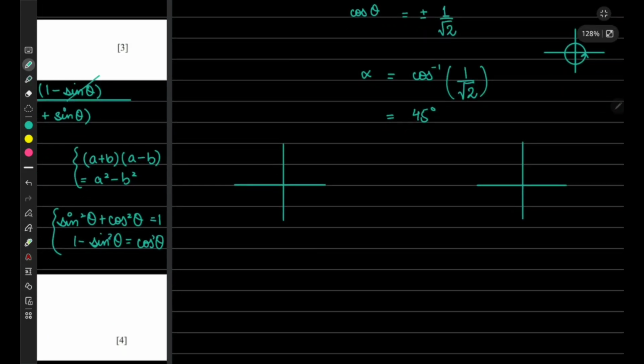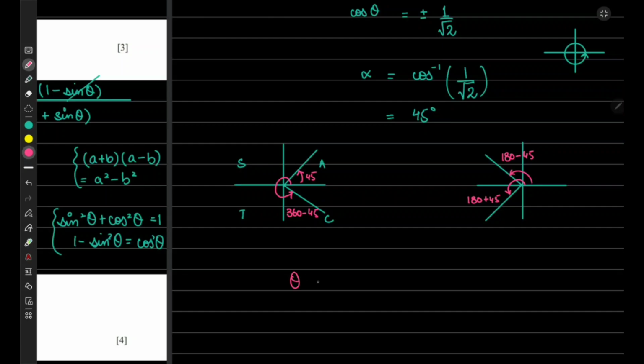So first I am taking them separately. For the positive 1 over root 2, the angle will lie in first and fourth quadrant because cos is positive in first and fourth. And for the negative, the angle will be in second and third quadrant. So the first angle is 45, the second is 360 minus 45. Third is 180 minus 45. And the last is 180 plus 45.